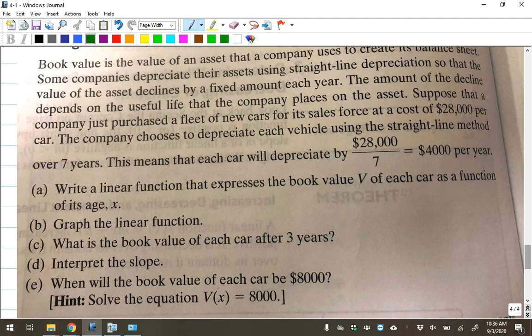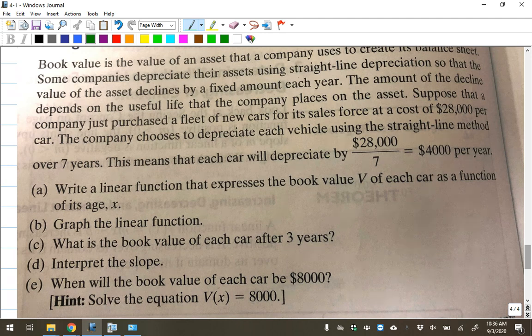Some companies depreciate their assets using straight line depreciation, so that the value of an asset declines by a fixed amount every single year. The amount of decline depends on the useful life the company places on that asset. So they decide how much money it depreciates by.